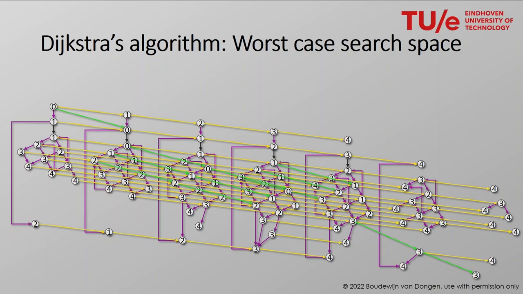Now, how do you find the shortest path in the graph? I have to mention this, right? So this is the original algorithm designed by Dijkstra from Eindhoven University of Technology at the time. And he came up with a technique that actually expands the search space in a particular way, sort of making a front of all the states reachable at a particular distance.